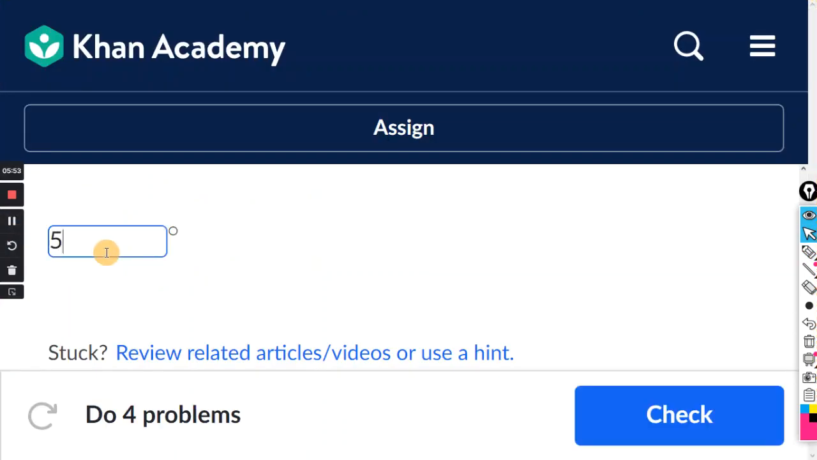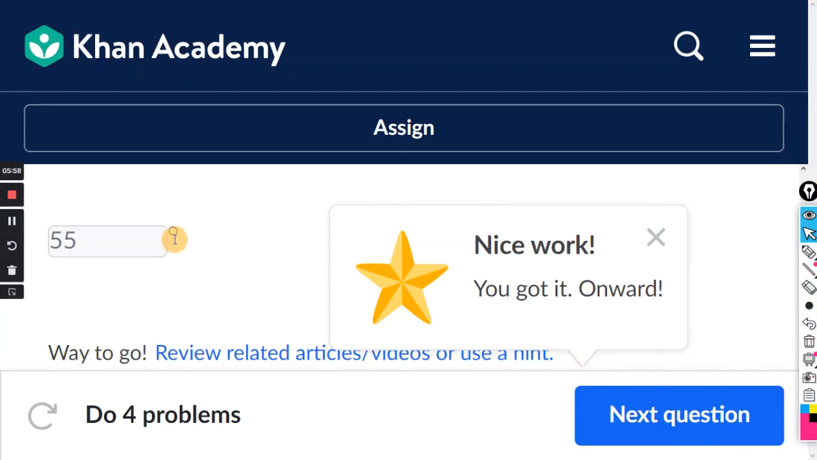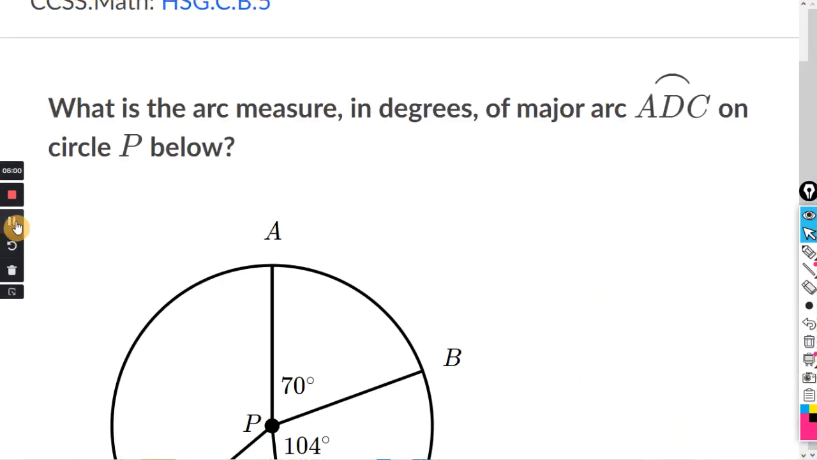All right, so just enter 55 in the box, and the degree symbol is already there. All right, what is the arc measure in degrees of major arc ADC on circle P below?